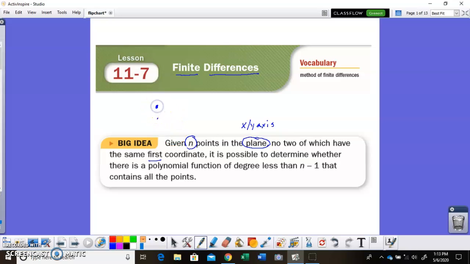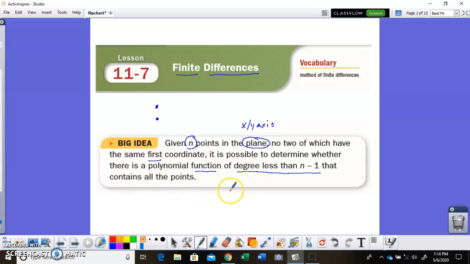Remember, if we have two of the same x coordinate, we've got 2 points vertically in line, which wouldn't be a function. Okay, it would fail the vertical line test. So again, we have a specific number of points falling on the xy axis, none of the same first x coordinate. Then it's possible for us to figure out if there is a function of degree less than n minus 1. So like say if we were talking about 5 points, we can figure out if it's degree of less than 4. That would contain all of those points.